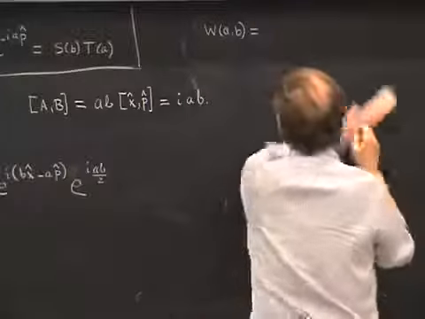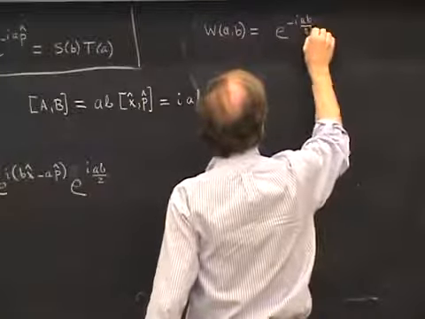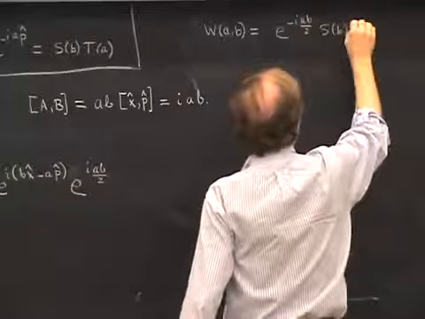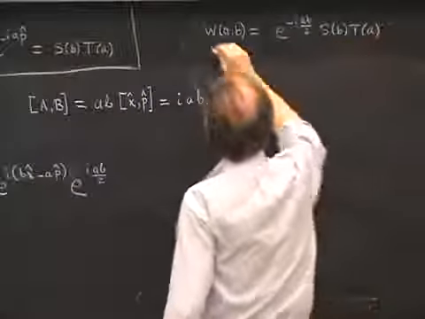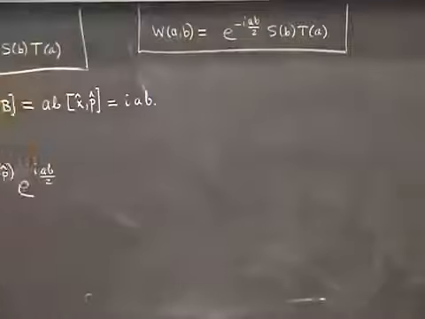Well, let me put the phase factor first: e to the minus iAB over 2 times S of B times T of A. And so this then allows us to express the Heisenberg operator in terms of position and momentum displacements.